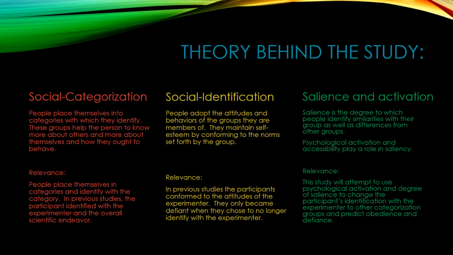These elements are relevant to the proposed study because people place themselves in social categories and then actively identify with these categories. In previous studies, the participant identified with the experimenter and categorized as one wanting to further scientific research. Participants adopted and conformed to the attitudes of the experimenter and acted according to group norms and only disobeyed when they no longer chose to identify with the experimenter. This study will use salience and activation to change the participant's identification from the experimenter to a different category to predict obedience and defiance.